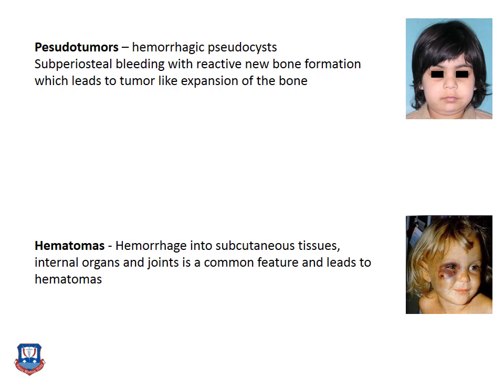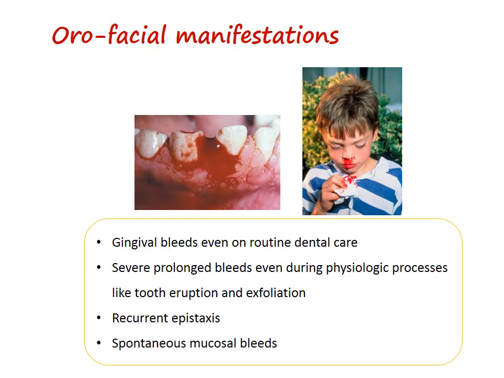Hematomas are also seen. Hemorrhage into the subcutaneous tissues, internal organs and joints is a common feature, and these lead to hematomas. So hematomas are hemorrhage into the subcutaneous tissues or internal organs.